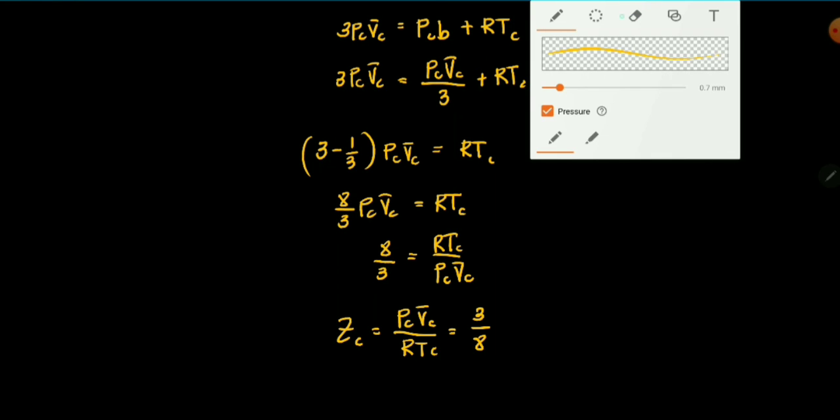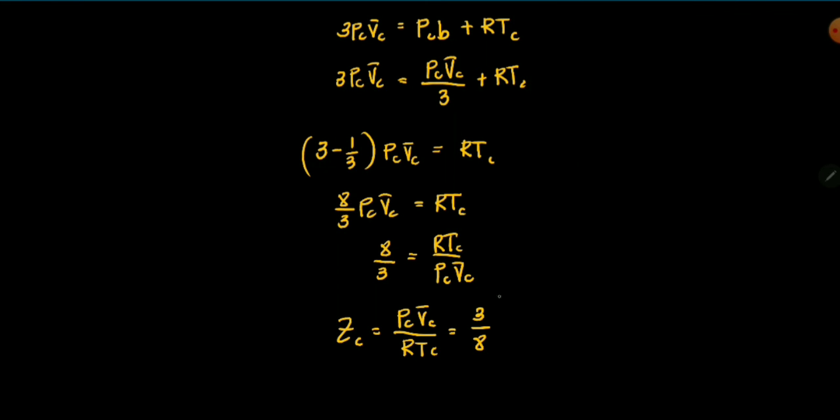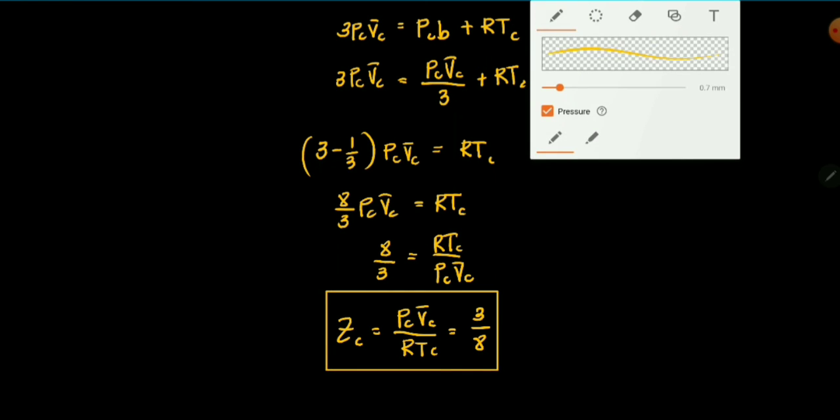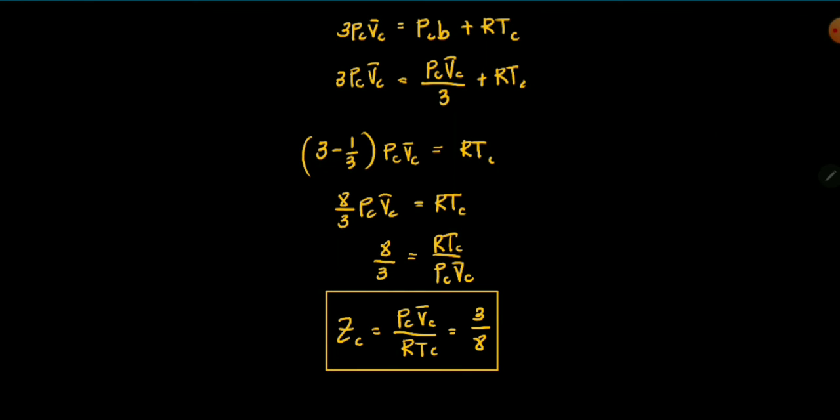So, we have a value for our critical compression factor. This is interesting because it states that for a Van der Waals gas, or any gas that follows this particular equation of state, once it is in the critical region, the critical compression factor, or the Z of that gas, is always 3/8 regardless of the gas. Okay?